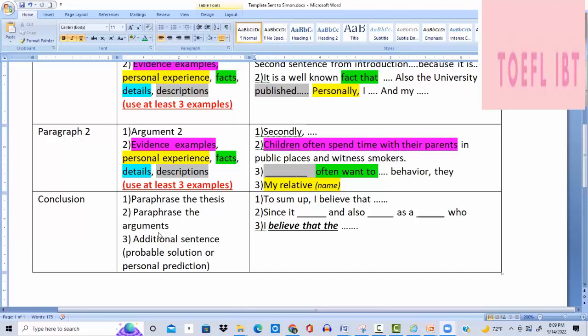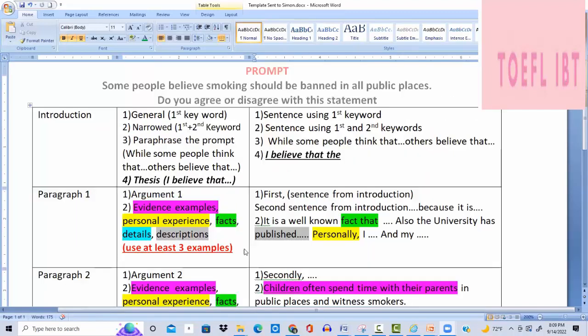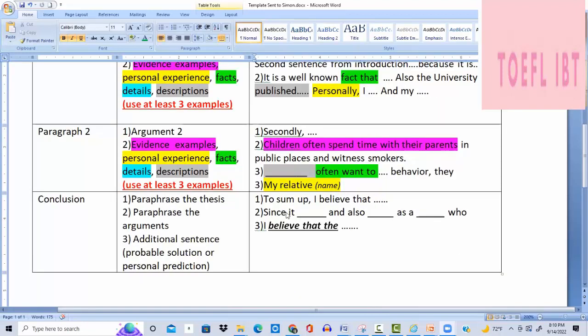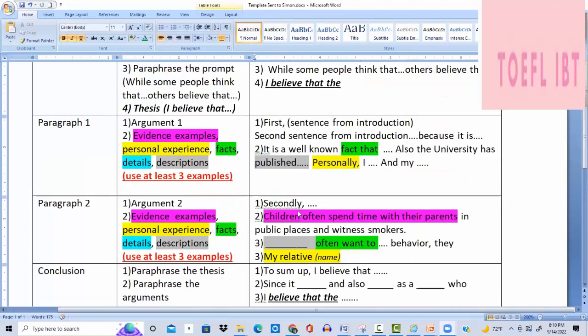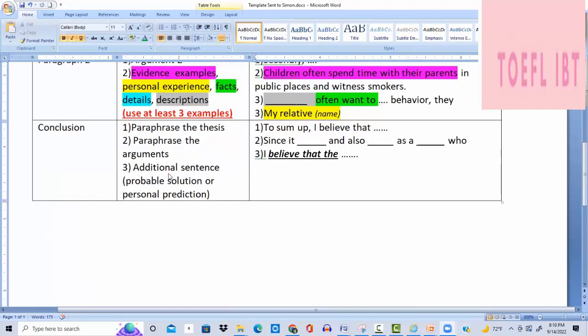Here you paraphrase the arguments. What do you believe? Go back up here and look. And what did you believe in paragraph 1? Just take one sentence from up here. One of those sentences that you can't see because I had to erase it to move down. And then you go with your second sentence. Your second one is going to be in paragraph 2. Just choose any one of these sentences in paragraph 2 and put it here. And additional sentences, which will be your probably solution.